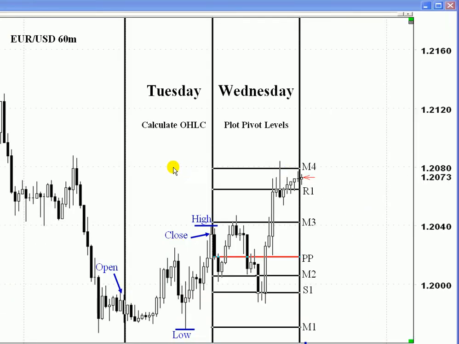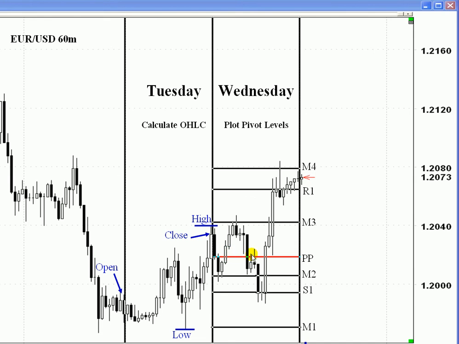Now here's what it might look like on your chart. For example, this is a 60-minute chart, and we see here this is one day between these two vertical lines. We have our opening price, our low price achieved for the day, our high price achieved on the day, and our closing price right here. We will have our pivot points established for the following day, which will act as levels of support and resistance.